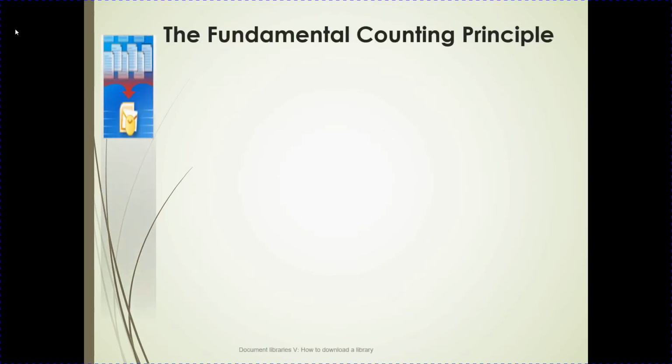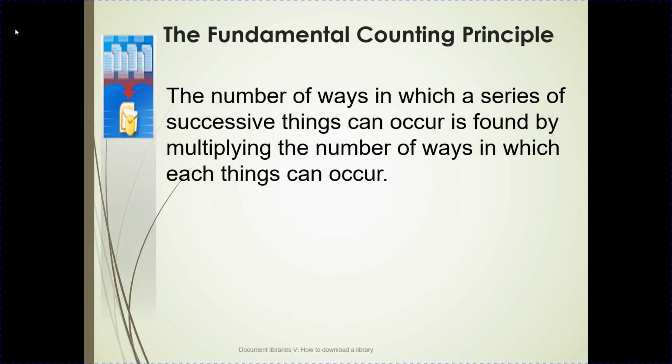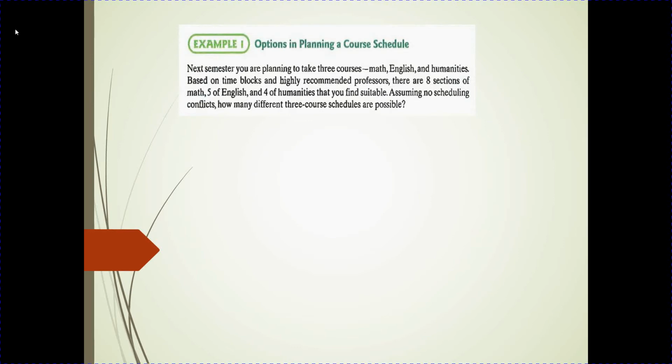Okay, now let's begin our lesson with the fundamental counting principle. The number of ways in which a series of successive things can occur is found by multiplying the number of ways in which each thing can occur. So this is the fundamental counting principle. Now let's see an example regarding the fundamental counting principle.